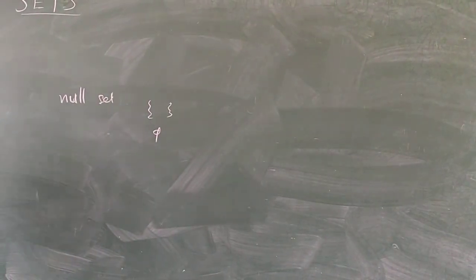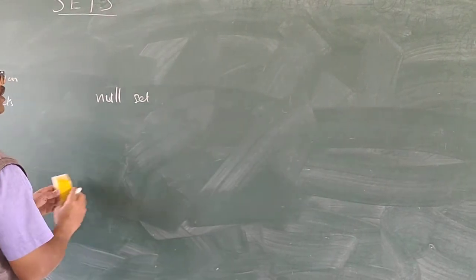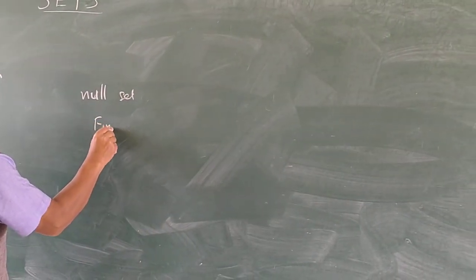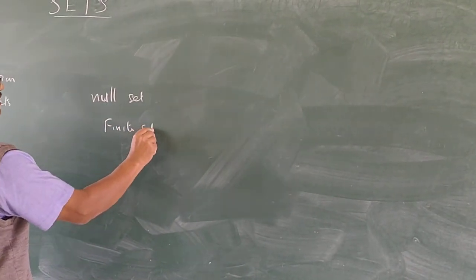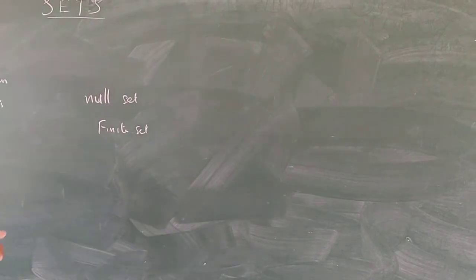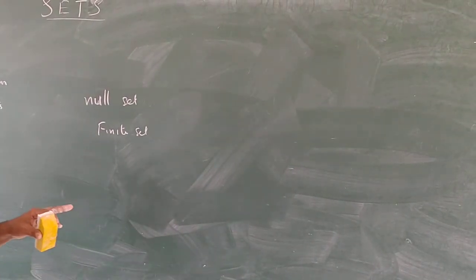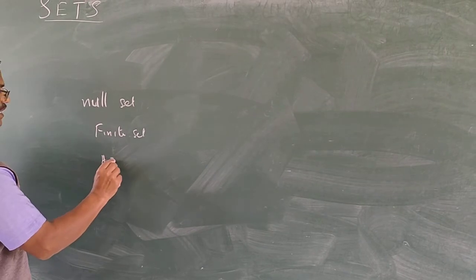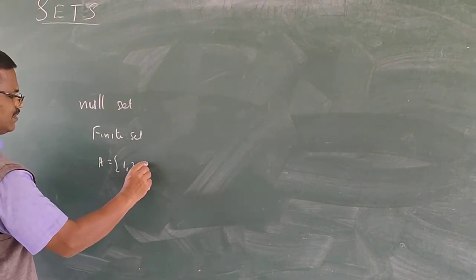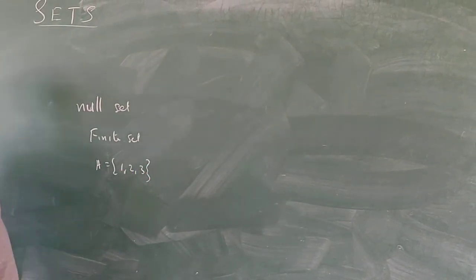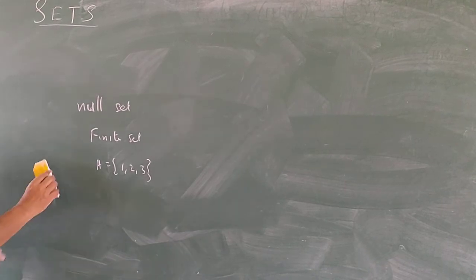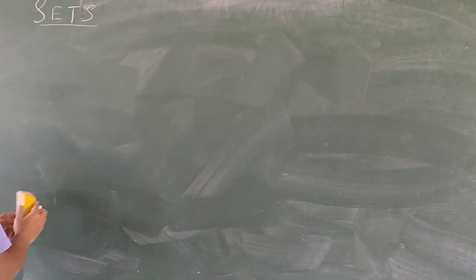Okay. Then the other thing is the finite set. If a set contains only a finite number of elements, we call it a finite set. An example is A. It contains only a finite number of elements. Then equality of sets.